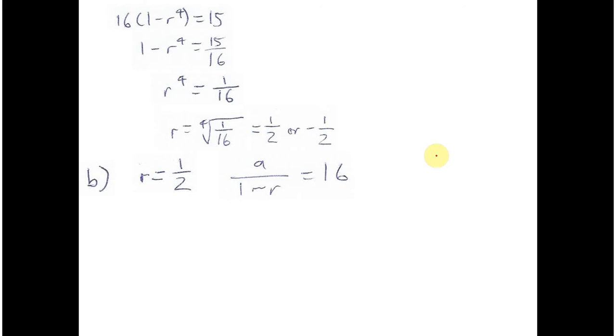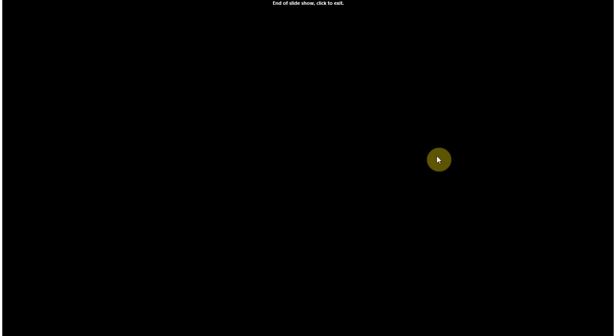Now we can stick our r equals a half into either of the two expressions we started with, but the easiest one by far to solve would be a over 1 minus r equals 16. So we substitute our half in, a over 1 minus a half equals 16. 1 minus a half is a half, so we end up with a divided by a half equals 16. Multiply both sides by a half, we get that a is equal to 8. This concludes this presentation.